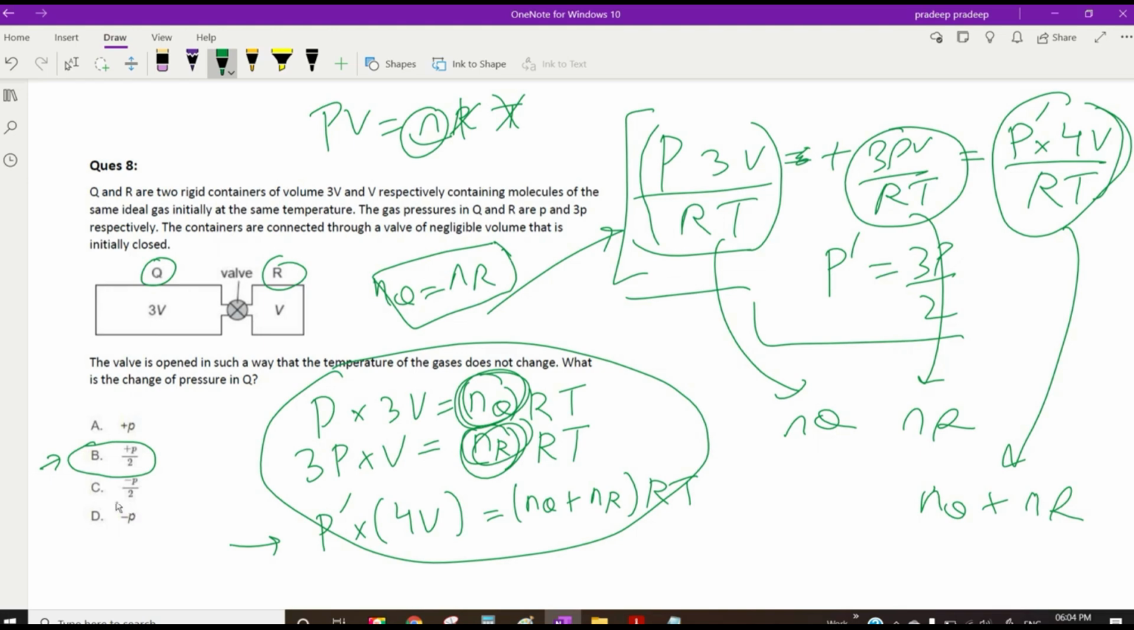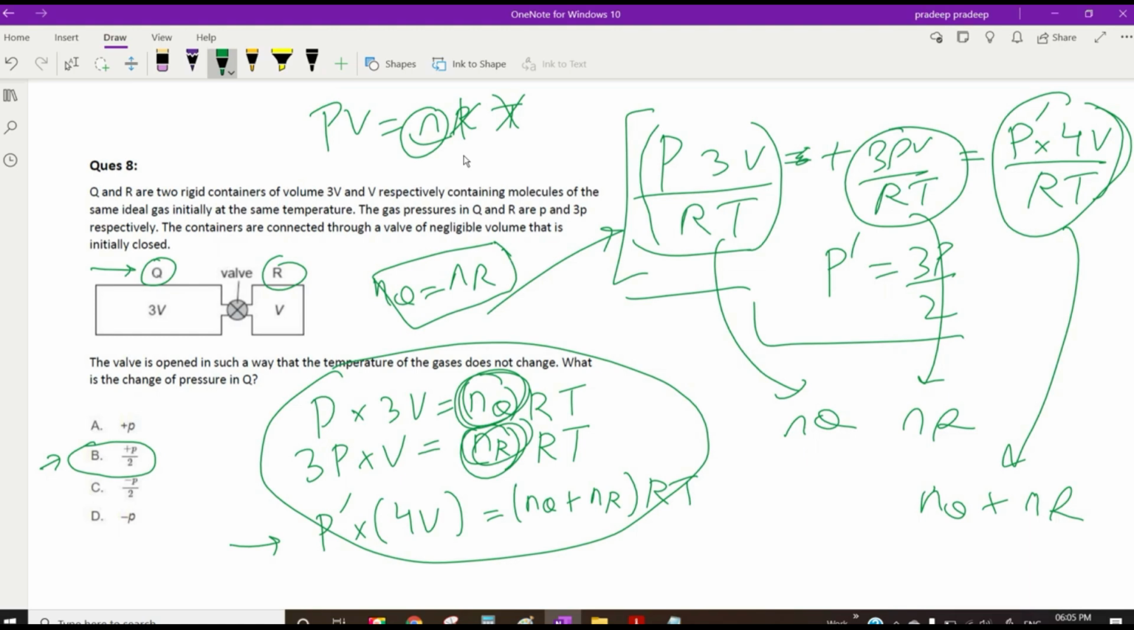Okay, so see, PV is equal to nRT is the ideal gas equation. So if I consider the container Q, the pressure is P, and what is the volume, Ayush, in Q's case? In the case of Q it is 3V. Yes, so the left hand side becomes 3PV, isn't it?